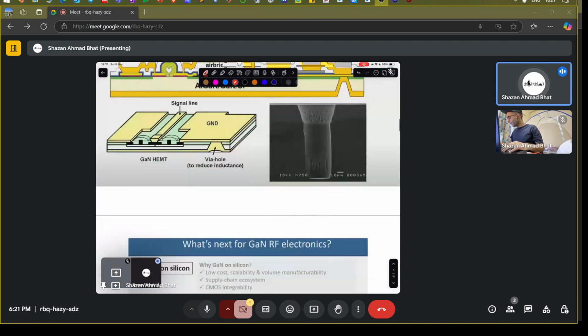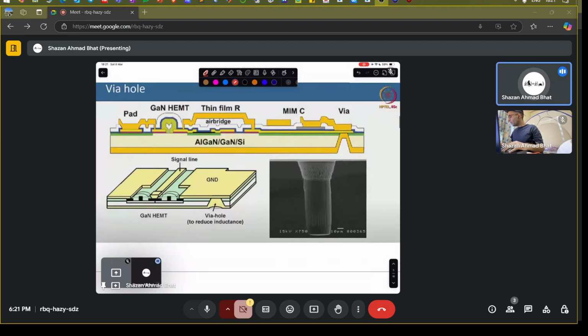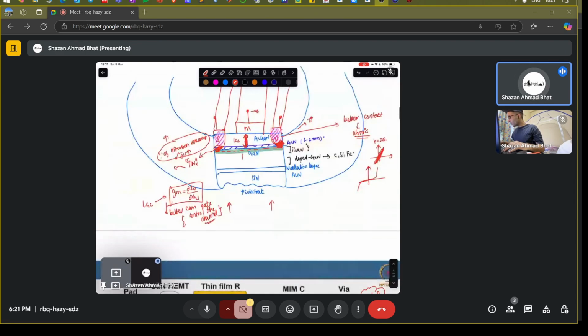And now what you have. This is the via hole we have talked about most of the time. It is a via hole where you have etched this layer, and it's filled with metal so that you have a common ground plane. It reduces the source inductance, because inductance is proportional to the loop area. So if you reduce the loop area through which the current is flowing, you can reduce the inductance, basically the source inductance.